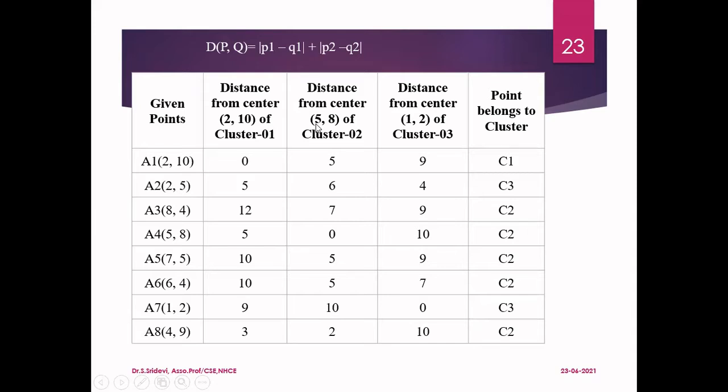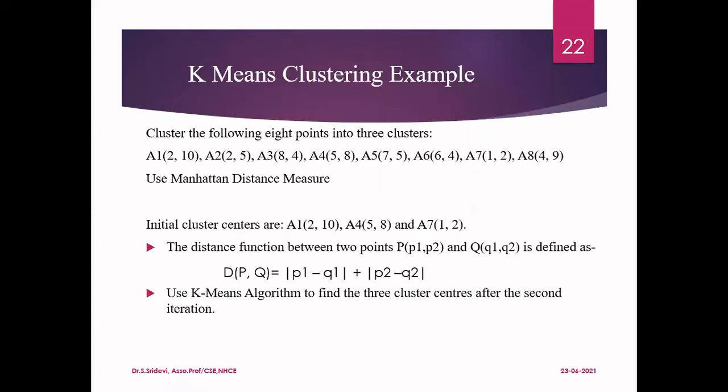Now let us see how to proceed with the algorithm. First I am writing all the given data points A1 up to A8. Here, these are nothing but the X and Y coordinates of the points. Now what is the first step? You calculate the distance of each point from the centroid. For that, in the previous slide we have chosen 3 centroids. The first centroid is 2, 10, second is 5, 8, third one is 1, 2. Based upon these 3 centroids, we are going to calculate the distance of every point from them.